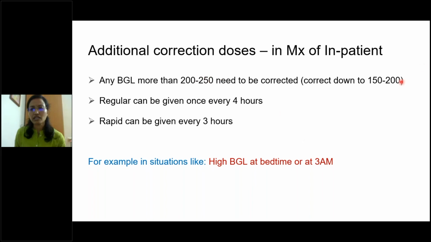Here we know the correction factor, which is 80. So 250, if you want to correct it down to 150, it will be 100. So approximately you need 1 unit to bring down the blood sugar. So you will be giving just 1 unit of Actrapid or rapid acting at 3 a.m. if you see a blood glucose of 250 at 3 a.m. So you cannot ignore that in the inpatient management. That cuts short the duration of hospital admission by bringing down the sugars very quickly so that you can discharge the patient earlier.